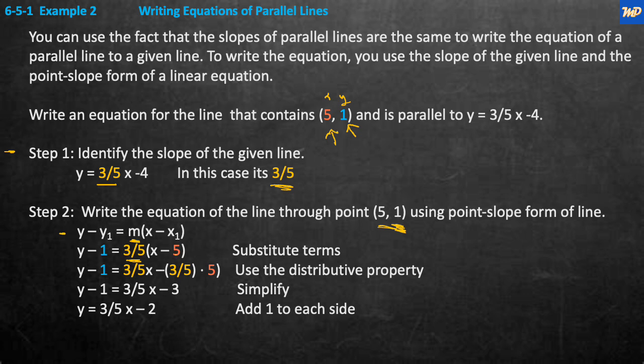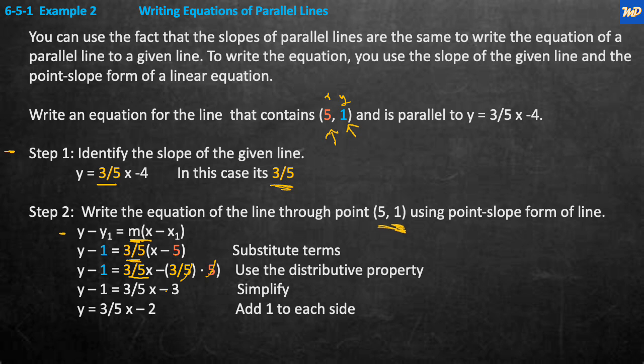So now we're going to use the distributive property to clear up this right-hand side. So we have y minus 1 equals 3/5 x. We multiply these two together, right? And then it's minus, we've got a minus 5 here, 3/5, here's the slope, times the 5, using the distributive property. And when we simplify this, we're going to have y minus 1 is equal to 3/5 x minus, the 5's cancel, and you get 3, minus 3. Okay, these 5's here cancel. So now we have y minus 1 is equal to 3/5 x minus 3.